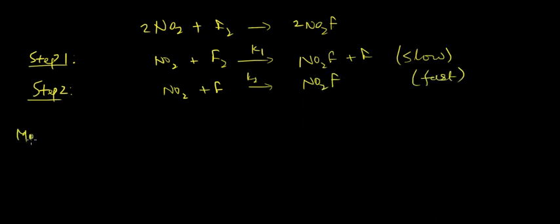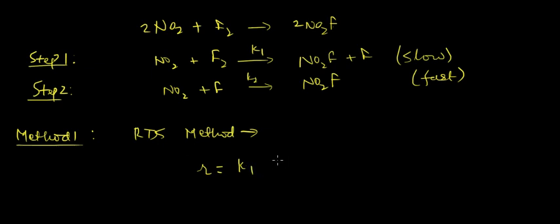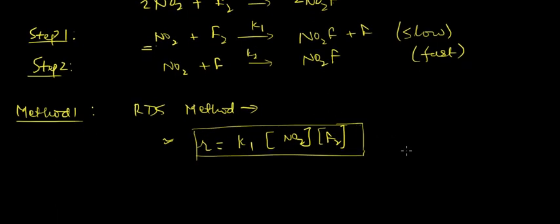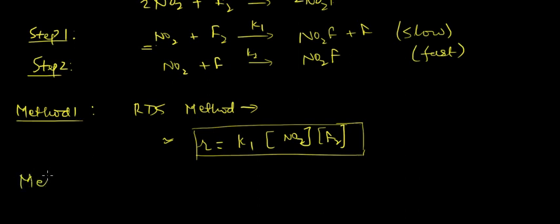So our method 1 was the RDS method. In the RDS method, we will be taking the rate constant of the first reaction to determine the rate of reaction for the complete complex reaction. So R would be equal to K1 times NO2 and F2. This says that the rate must be dependent upon the rate of the slowest step, which is this one. So method 1 says that the rate of the overall reaction would be determined by the rate of the slowest step. Then we come to method 2.